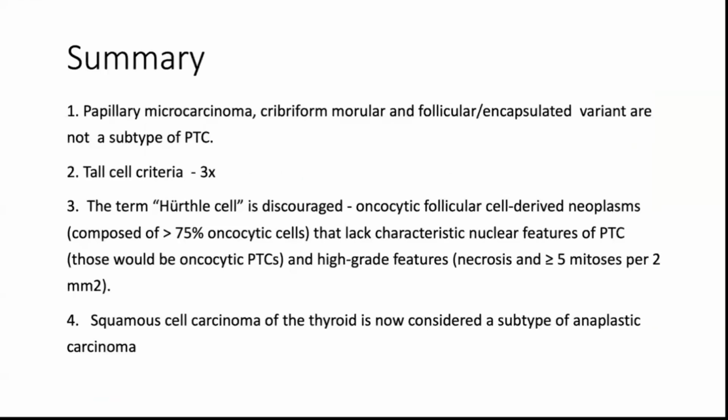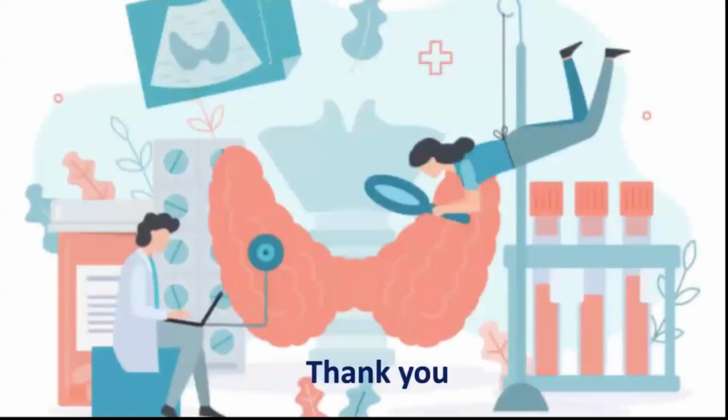So in summary, papillary microcarcinoma, cribriform morular, and follicular encapsulated variant are not a subtype of PTC anymore. Tall cell criteria is strictly back to three times the height of the cell. The term Hurthle cell is discouraged, and squamous cell carcinoma of the thyroid is now considered a subtype of anaplastic carcinoma. Thank you.